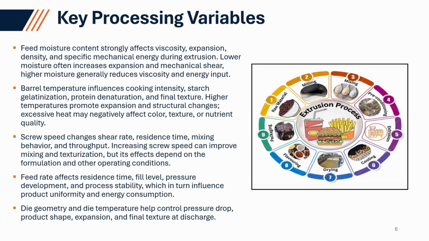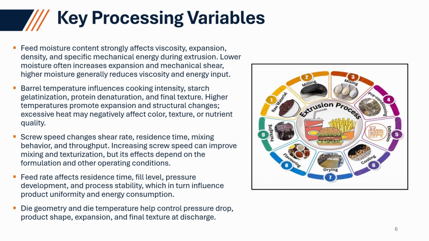Higher temperatures can promote expansion and desirable structural changes, but if the temperature becomes excessive, it can negatively affect color, flavor, or nutrient quality. Screw speed is another major variable. It changes shear rate, residence time, mixing behavior, and throughput. In many cases, increasing screw speed improves mixing and texturization, but the exact effect depends on the formulation and the other operating conditions.